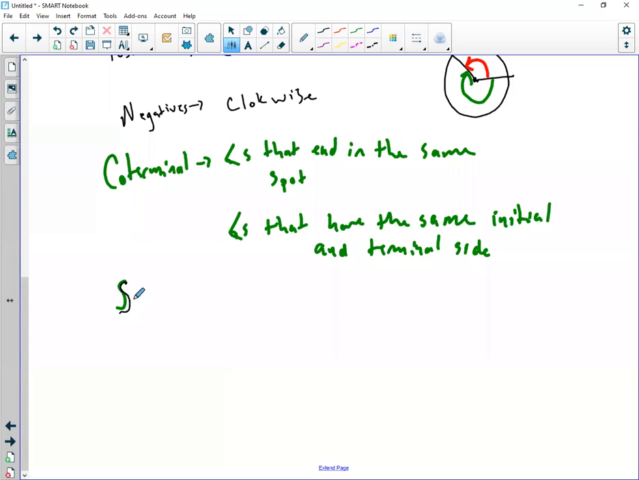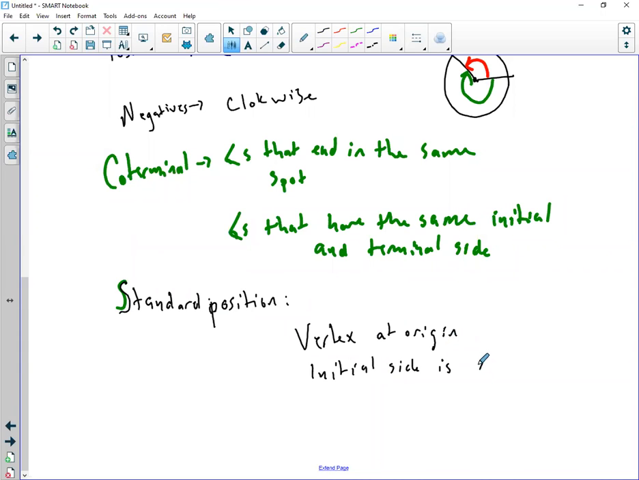So the very last thing is a standard angle. So there's lots of vocab that we need to make sure that we know. Actually, this is standard position. And standard position is when the vertex is at the origin and the initial side is the x-axis. So that is exactly what we've been talking about this entire time.